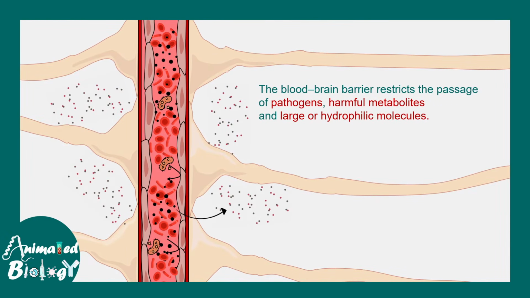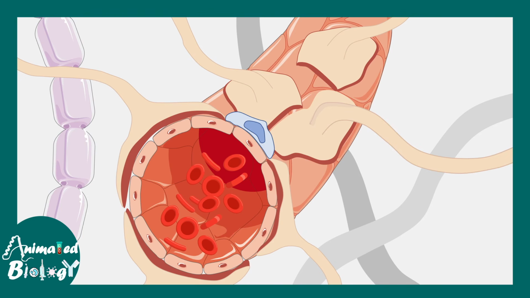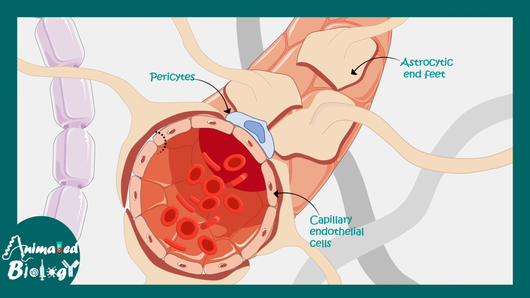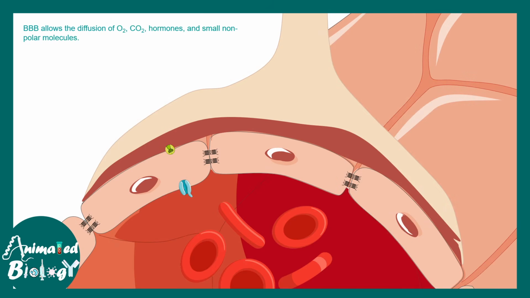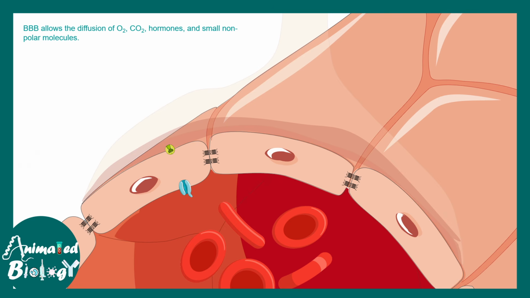So let's say there are harmful pathogens or metabolites. They don't enter the brain directly because this barrier prevents it. This barrier is composed of capillary endothelial cells, astrocytic endfeet, pericytes, and the tight junctions between the capillary endothelial cells, which are really important. It allows the diffusion of essential molecules like oxygen, carbon dioxide, hormones, and some small non-polar molecules. But it also limits the passage of several other molecules as well.